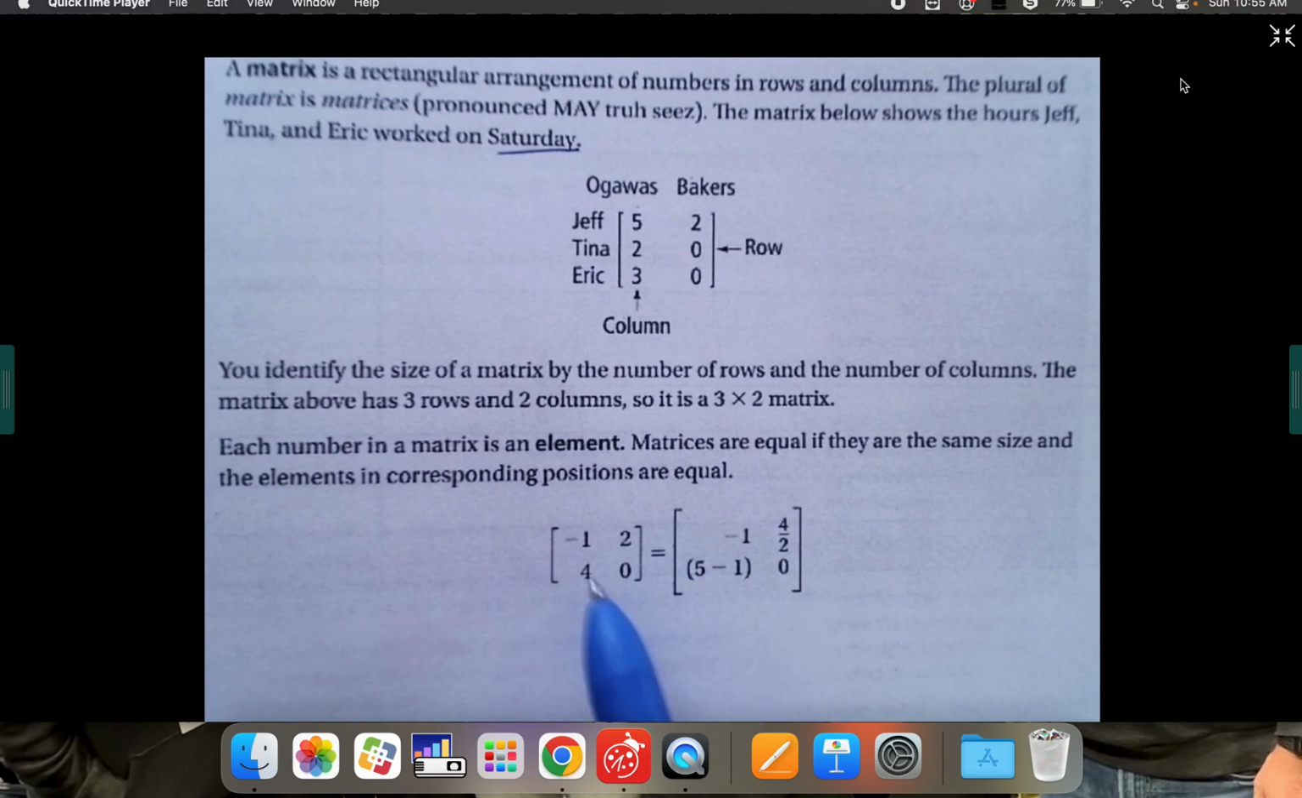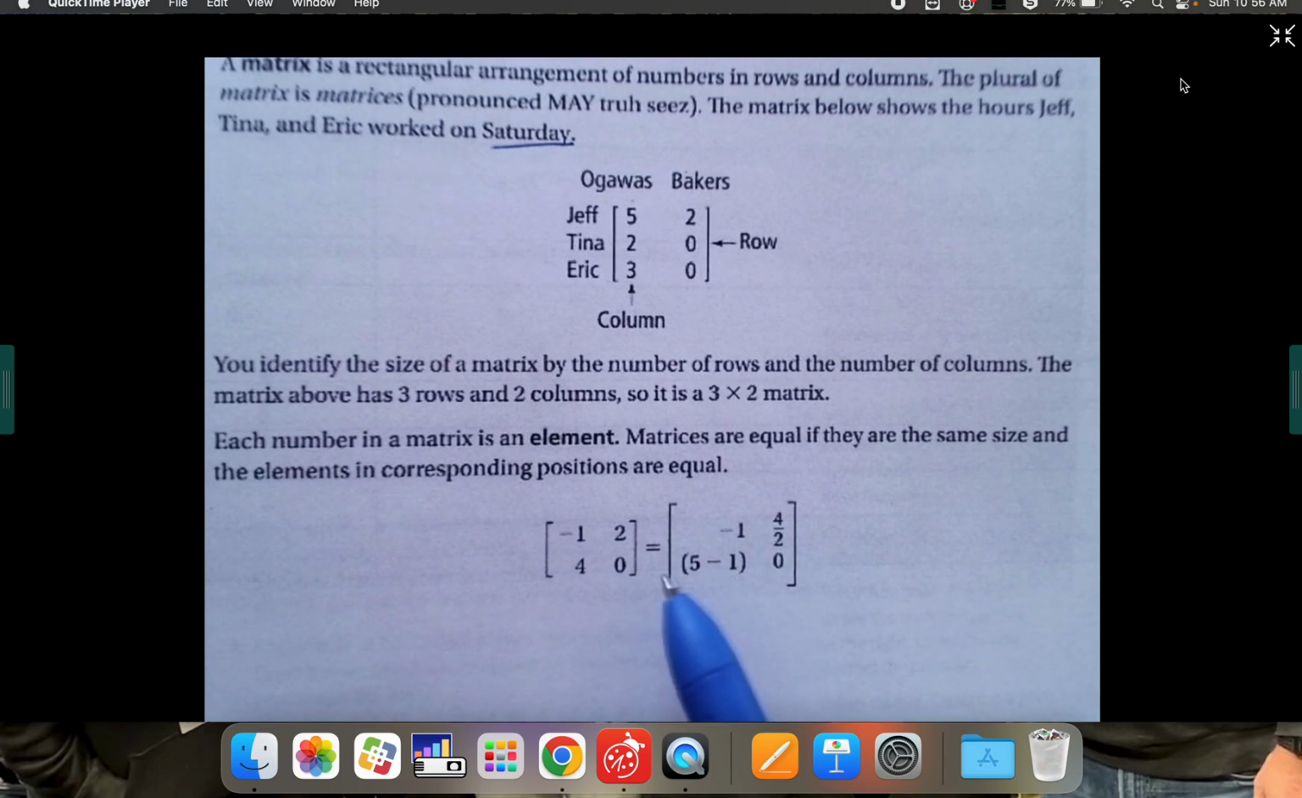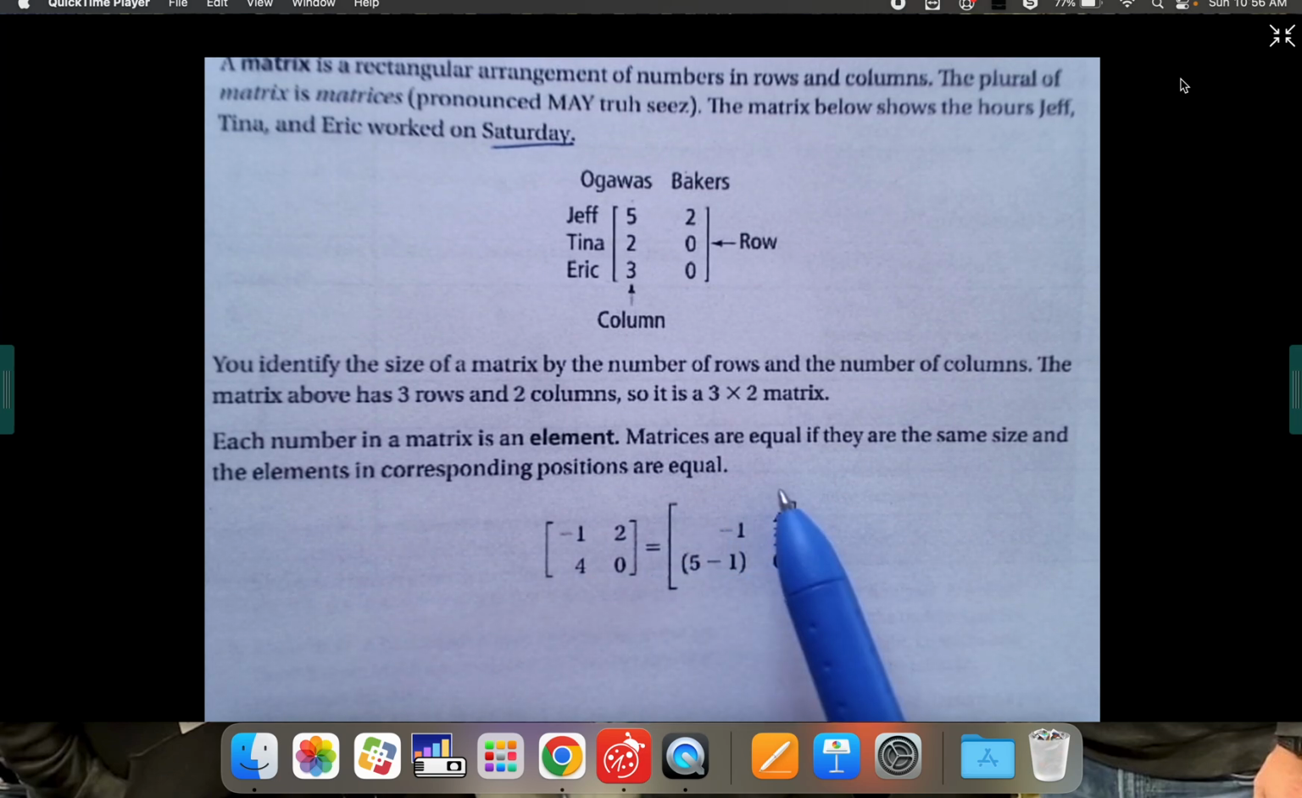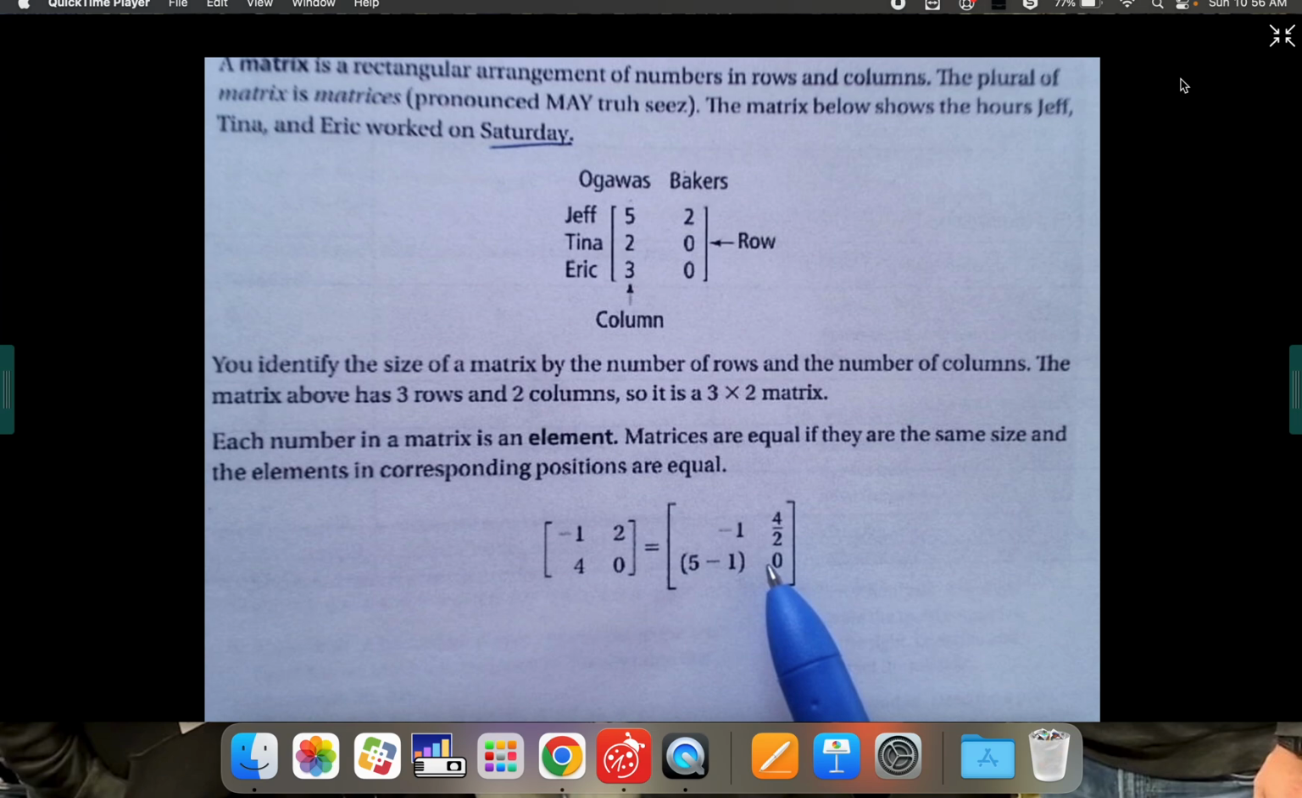So for example, here's a 2 by 2 matrix, and it says it equals this other 2 by 2 matrix. The only reason we know they are equal is because the first one in the top left is -1, and so is this. The one in the top right is 2, but that is equal to 4 divided by 2. The one in the bottom left is 4, but that is equal to 5 minus 1, and then 0 is equal to 0. So they need to be in the same position, equal to the ones in the same position relative to it.